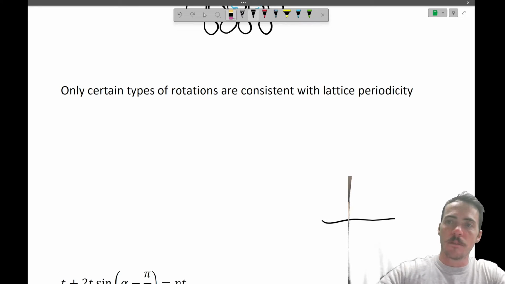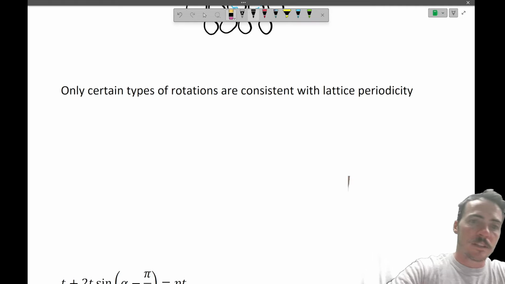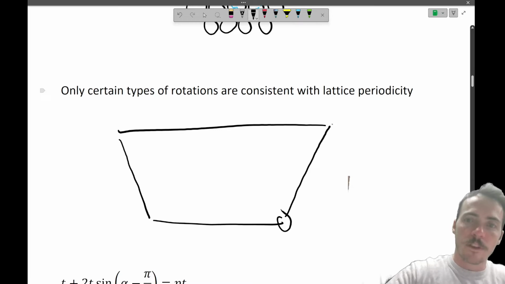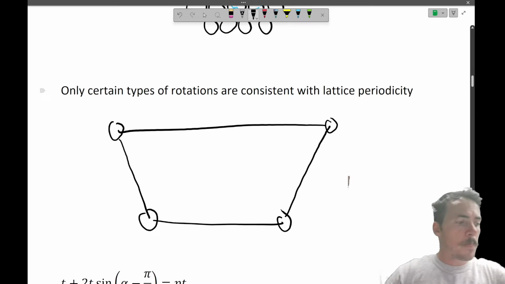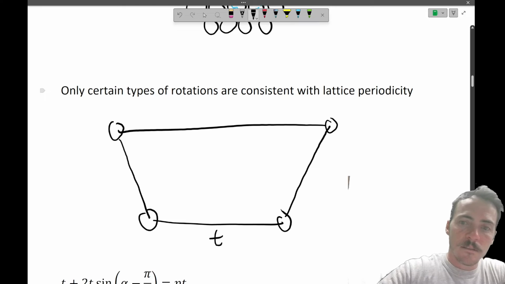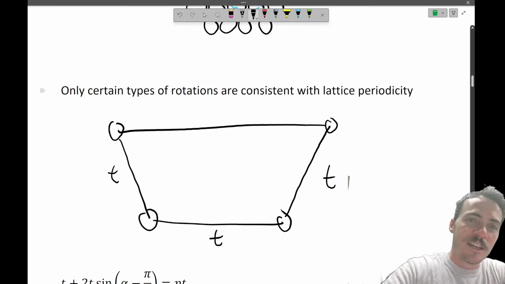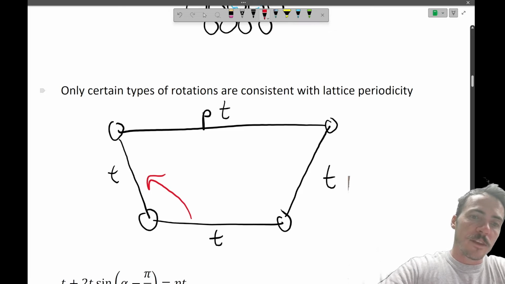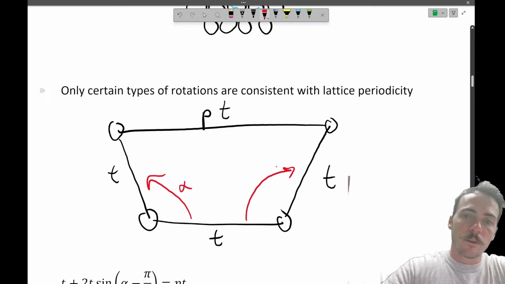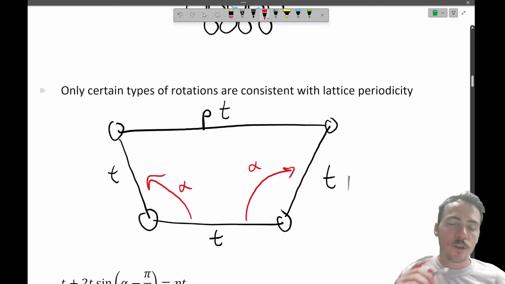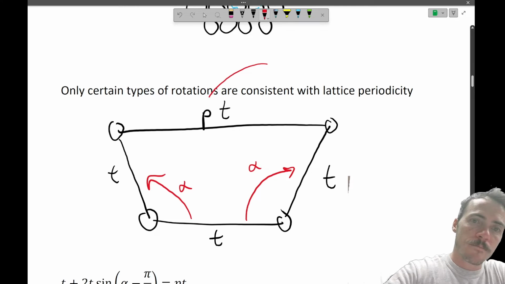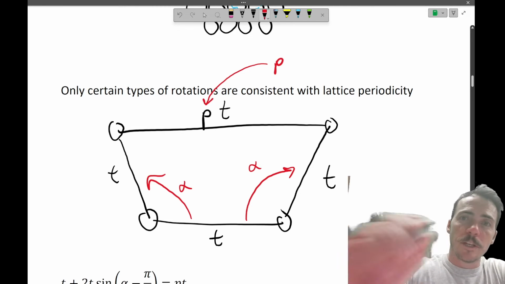The derivation of this can be seen elsewhere, but I'll just do a simple derivation here. Let's start by drawing a lattice like this, for example. Let's assume that we have atoms at the corners of this shape, okay? Now, if this distance is t, and that distance is t, that distance is t, but this one up here is some integer number p multiplied by t, then we can rotate by alpha. This would also be alpha, our ability to rotate that way. You can show mathematically that p must be an integer.